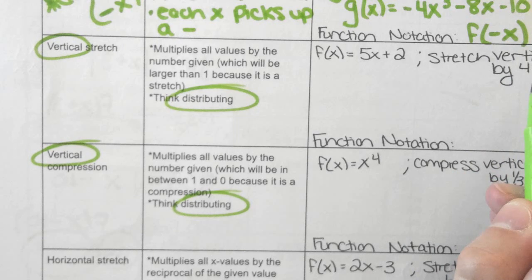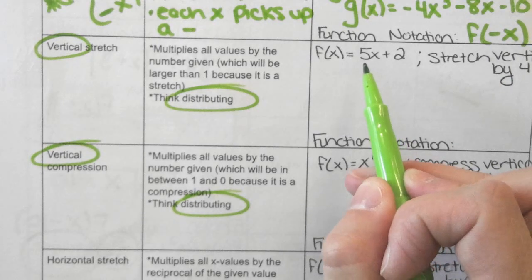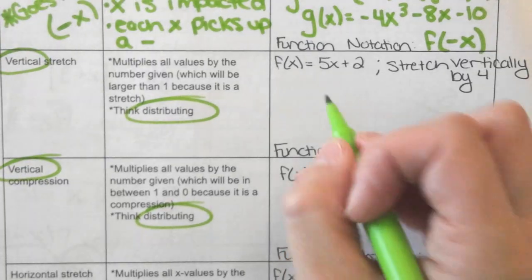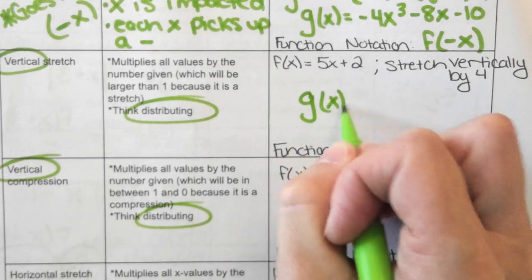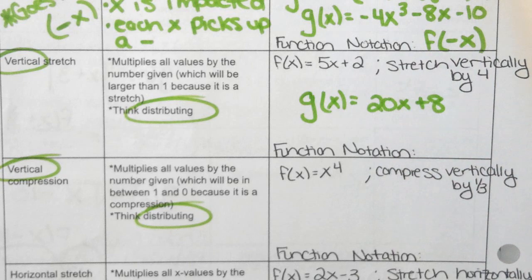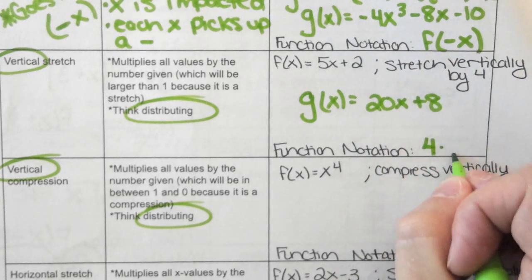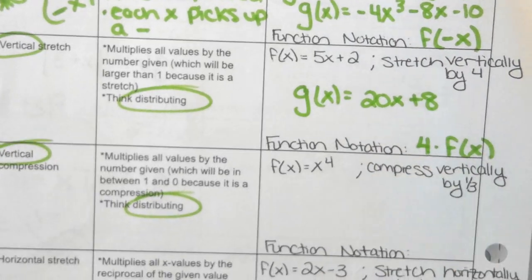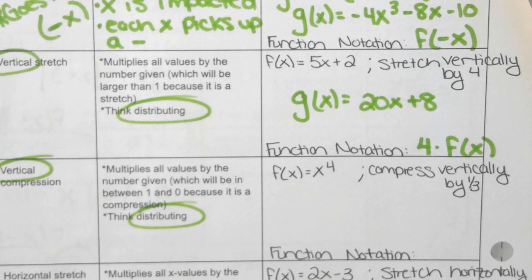So if I'm going to vertically stretch by 4, literally I'm just going to multiply everything by 4. So my new equation would be 20x plus 8. So what did I do? I took 4 and I multiplied it to my f of x. So that would be my function notation that's associated with it.